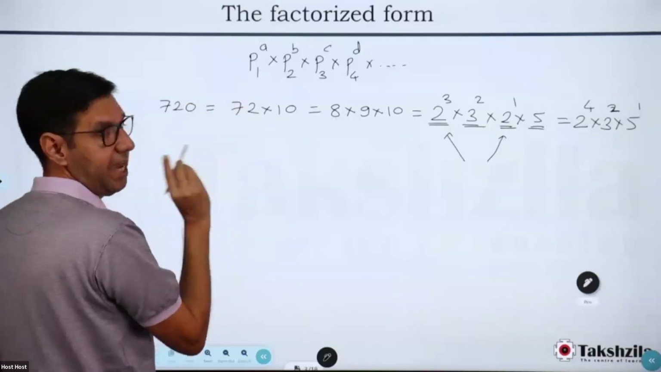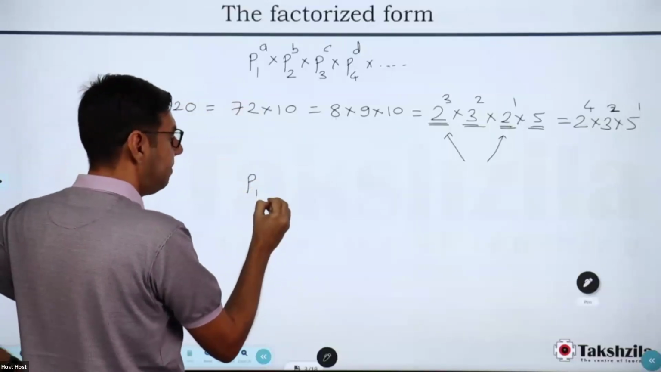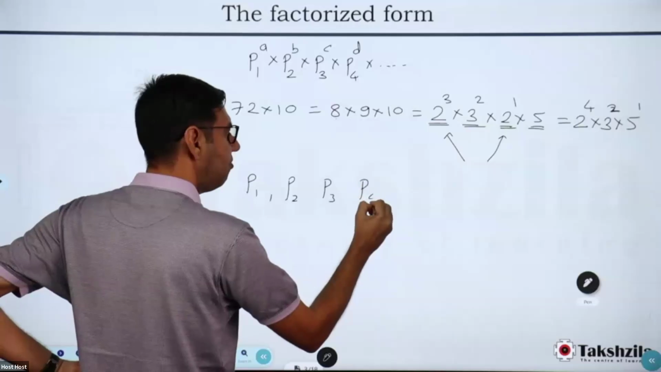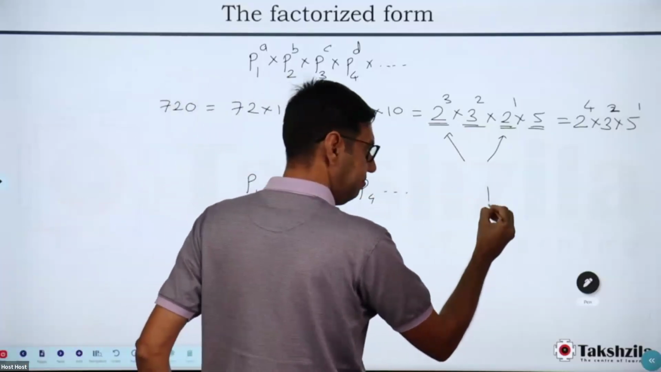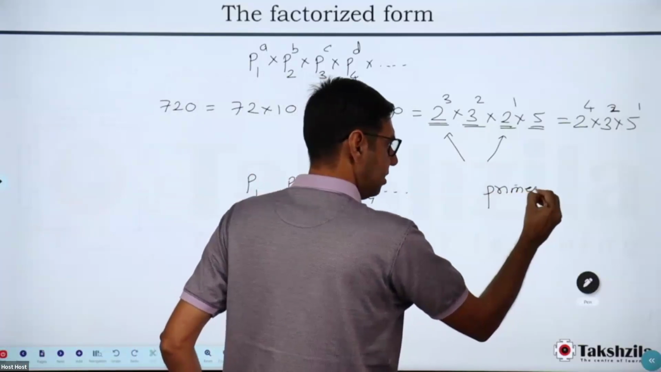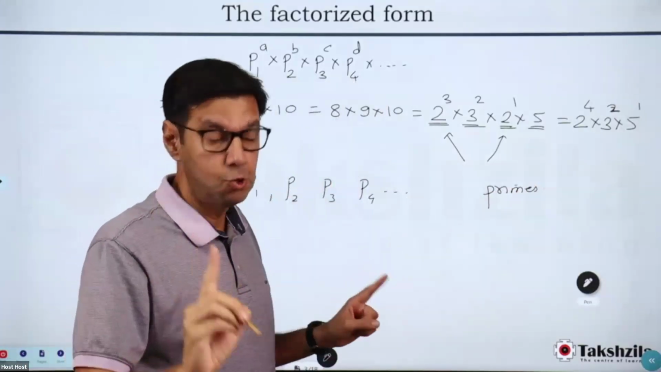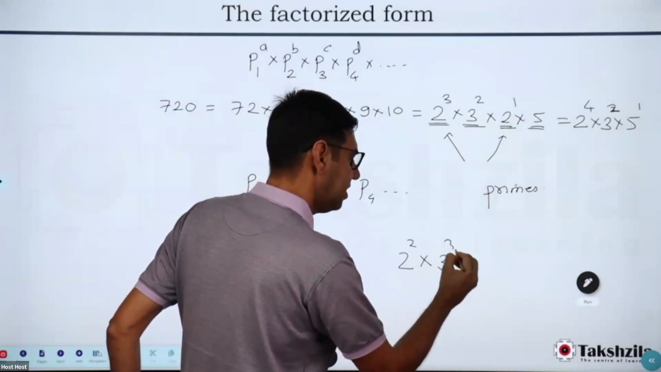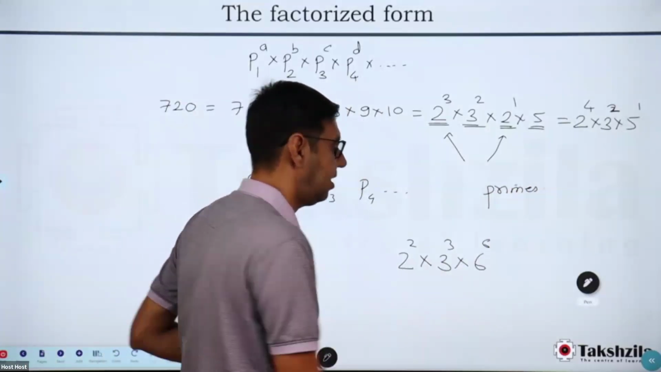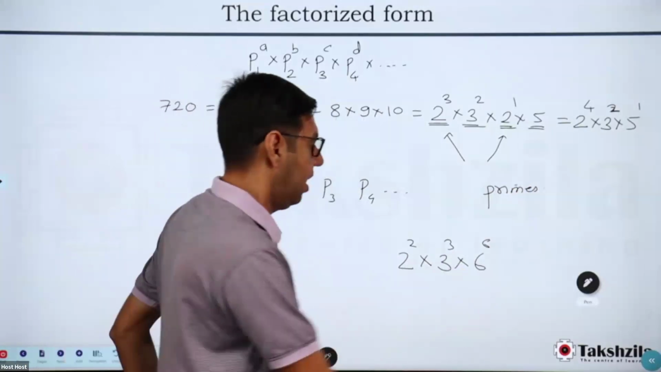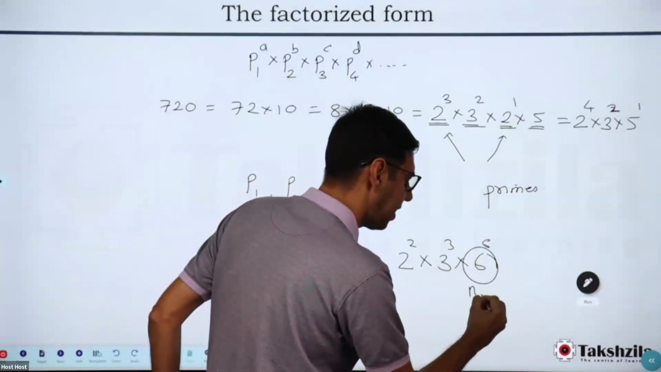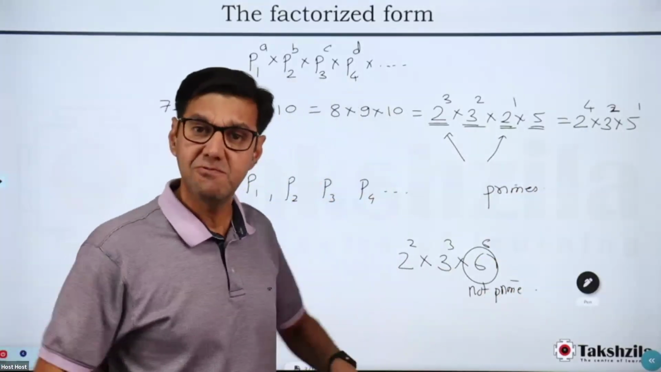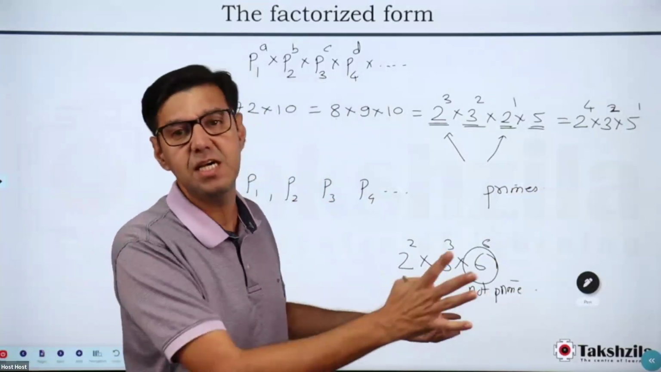So two checks only. Remember P1, P2, P3, P4, all of these have to be primes. Error number 2, which is going to happen: a lot of us are going to make this mistake. This is not a prime factorized form. Why? Because this is not prime. So there are only 2 errors that happen, and they happen with the best of people. It's just in haste.